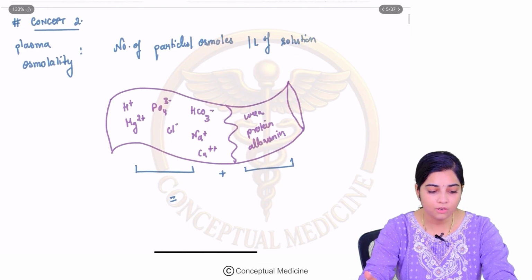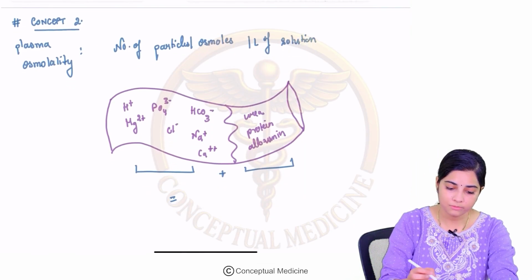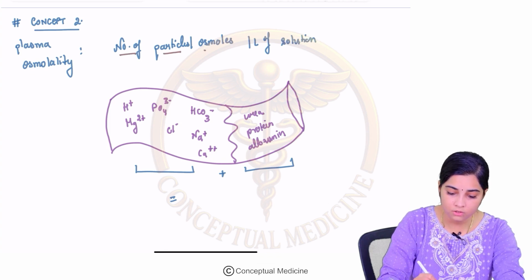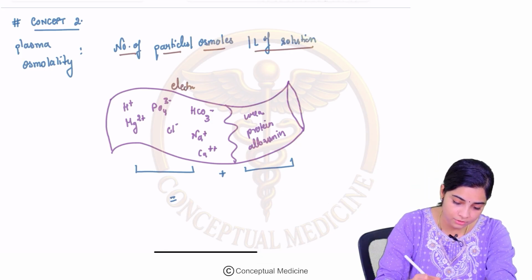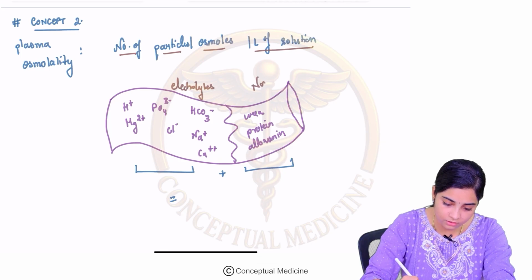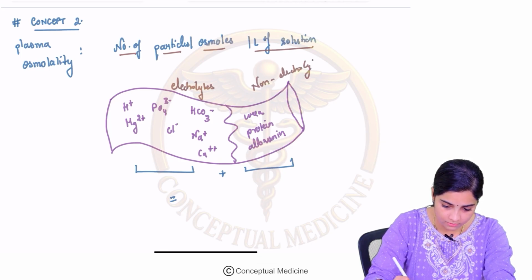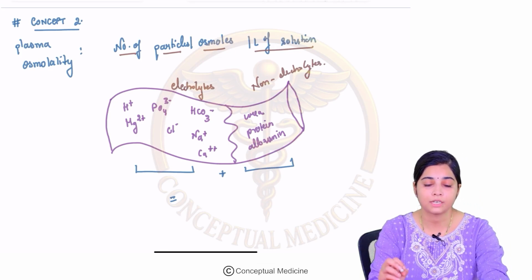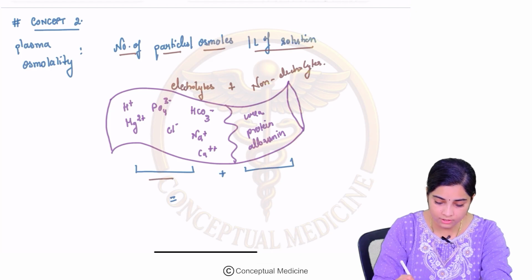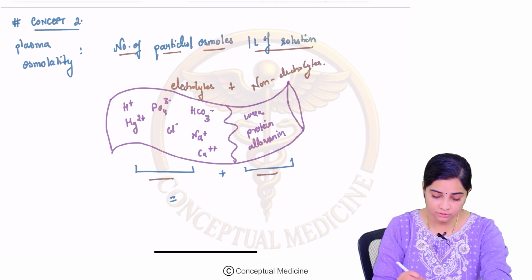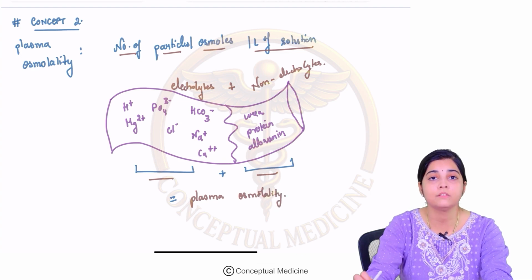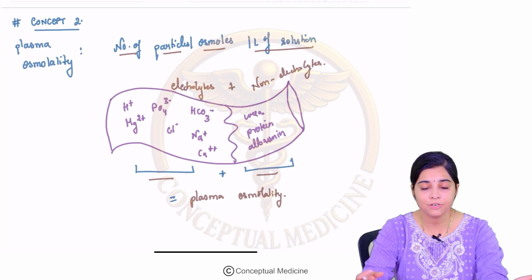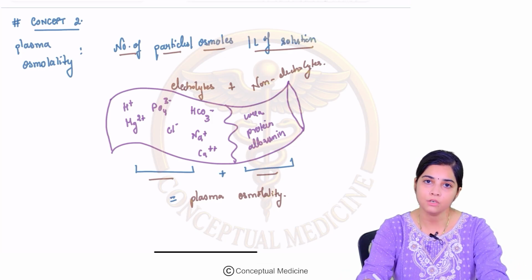We move on to the concept of plasma osmolality. So what is osmolality? It is the number of particles or osmoles dissolved per liter of the solution. So we know that this component is your electrolytes and this is your non-electrolytes. The sum of your electrolytes plus non-electrolytes is what gives rise to your plasma osmolality. Right, so the number of particles or osmoles per liter of the solution, or the number of electrolytes and non-electrolytes, gives us your plasma osmolality.